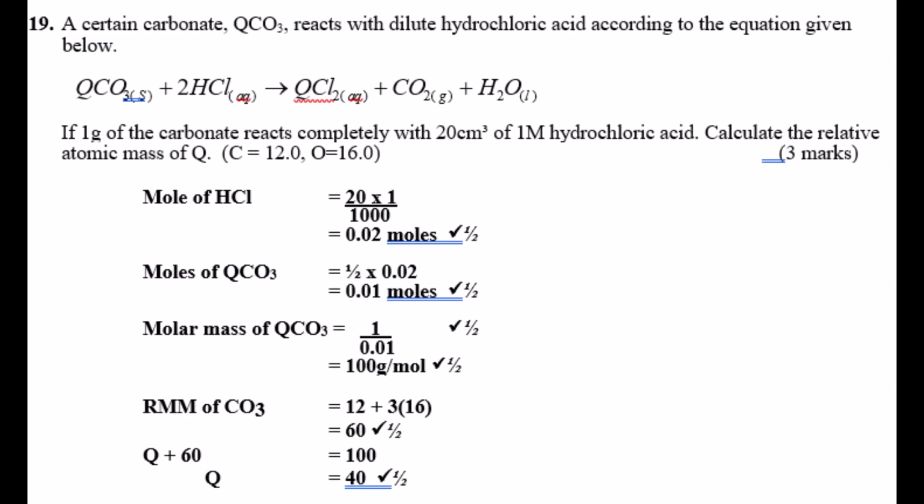And with that, if I want to get the molar mass of the carbonate, I will divide the mass given by the number of moles. Otherwise, you can still use the first principle and it will be fine. Because you're going to argue out if 0.01 moles is equivalent to 1 gram, what about 1 mole? Then out of the carbonate given, you know how to work out the relative mass of the carbonate. So with that, it is 12 plus 48. You get 60. So the unknown Q, you can have that equation Q plus 60 equals 100. So the value of Q is basically 40.